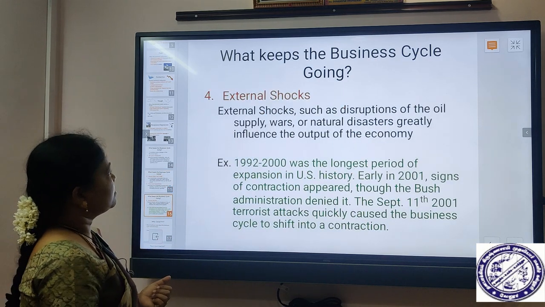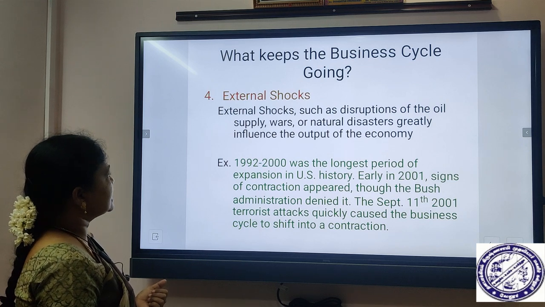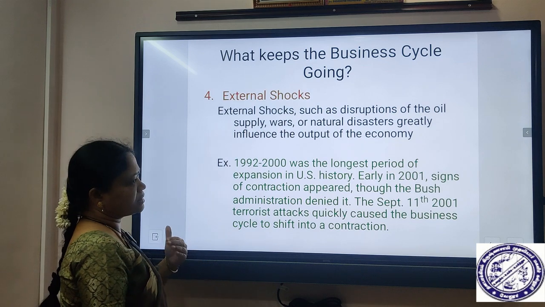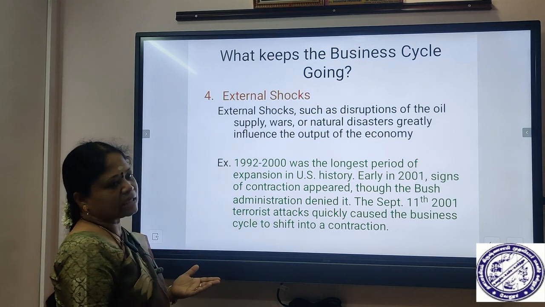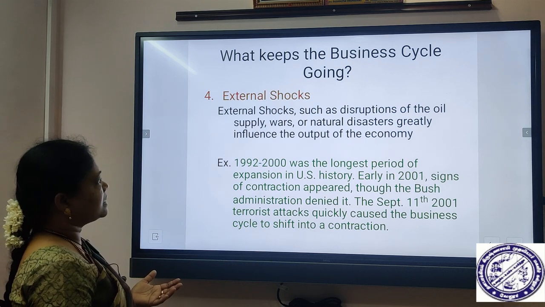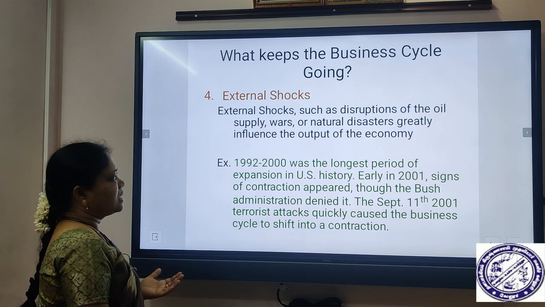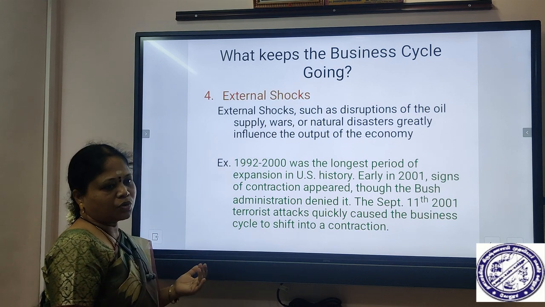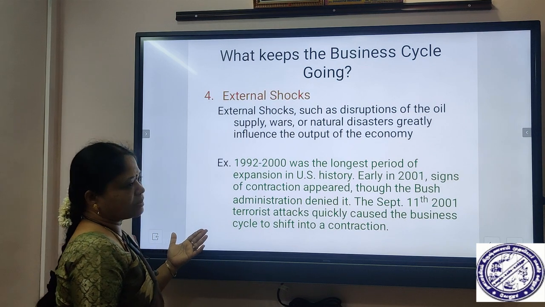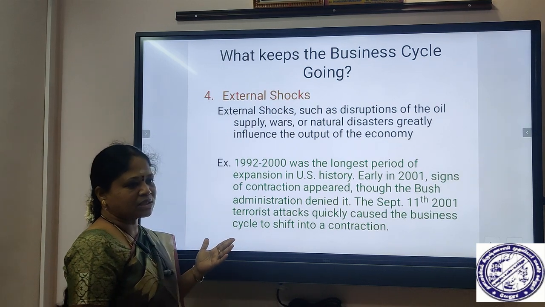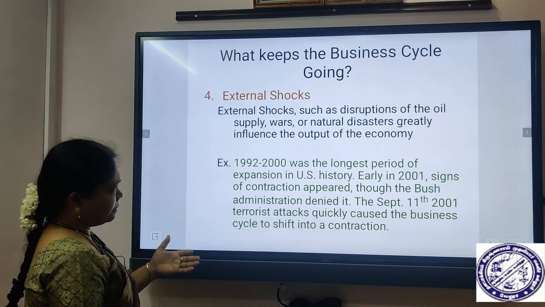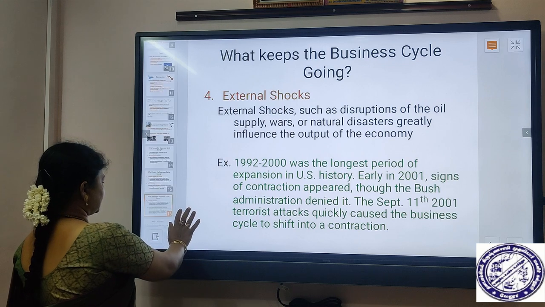Then the fourth variable is external shocks. That is, it is the global scenario. That is the disturbance created by the global economy, such as disruption of oil supplies, war, natural disasters, and influence on the output of the economy. So, the last variable is about the global scenarios which affect a particular economy. That also decides the business cycle's phase.